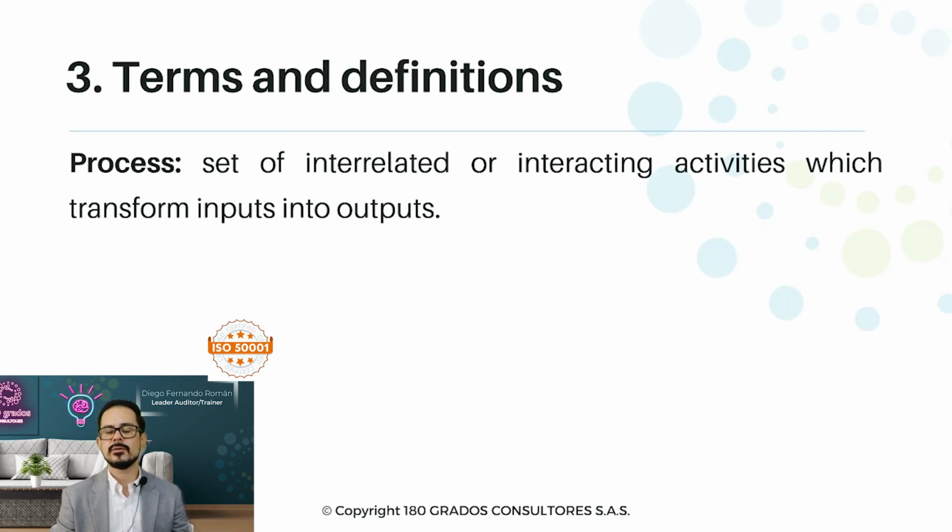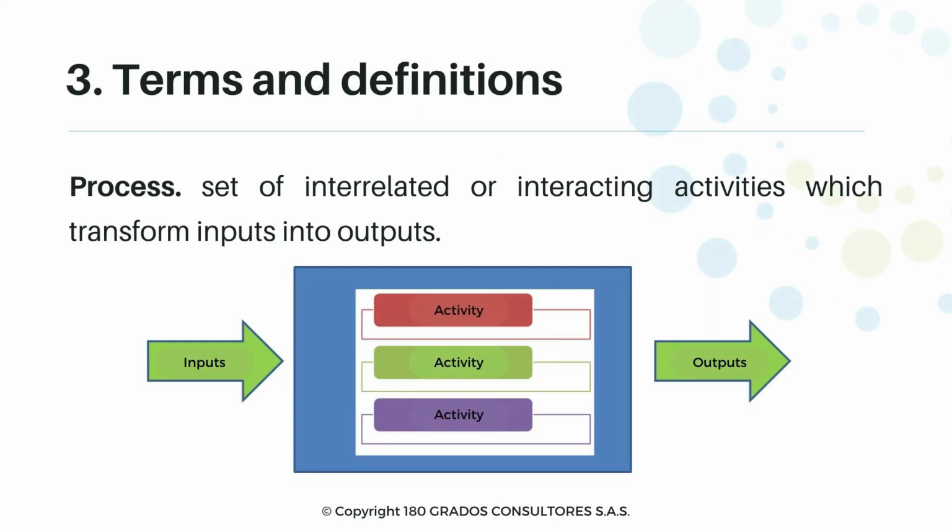And we start with the term process. A process is defined as a set of interrelated or interactive activities which transform inputs into outputs. Consider, for example, the resources management process in an organization.